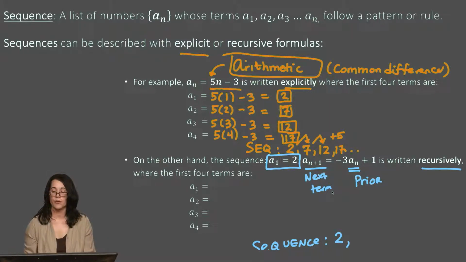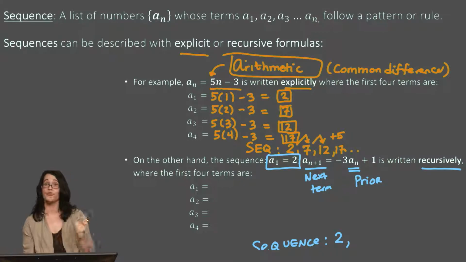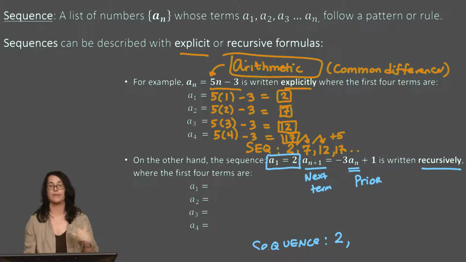Okay, so what we mean here by a sub n plus 1, since n plus 1 is 1 bigger than n, that implies that we are talking about how to get from one term to the next. We take negative 3, we multiply it by the previous term, and add 1.